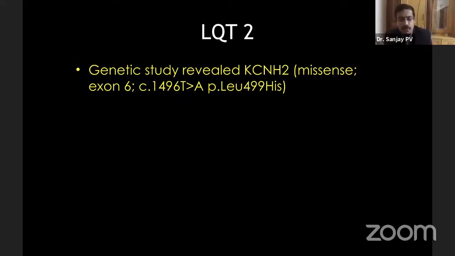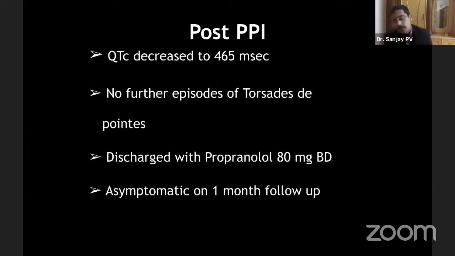And from the response the patient had to the atrial-based pacing, we thought that most of the events were because of pause-related syncope. So we postulated that she could have a channelopathy, and we were fortunate to get a positive genetic result. Post-pacemaker, the patient did not have any further episodes. She was discharged and asymptomatic. In fact, this patient deserves an ICD, a dual chamber ICD, but because of financial constraints, we had to put her on atrial-based pacing.